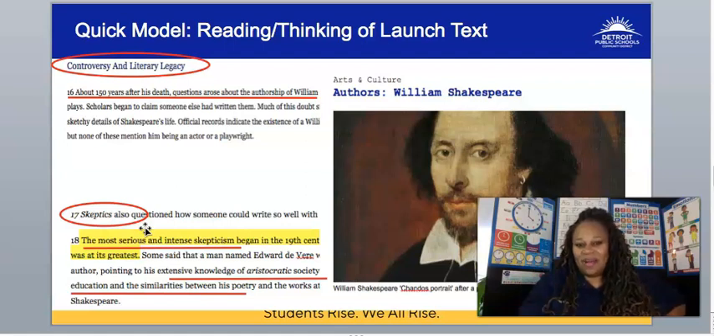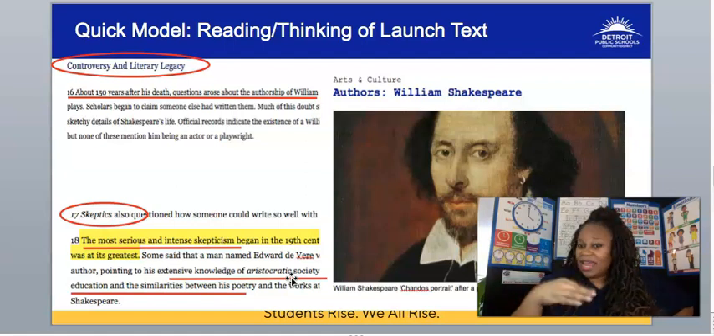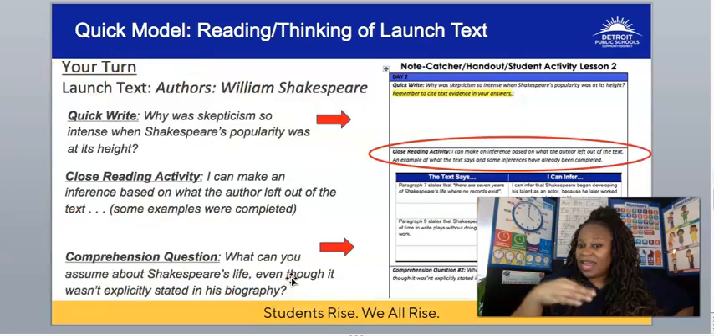And then there are a couple other words that I've underlined. They stand out to me. Maybe they will to you too. Aristocratic society. Education. Similarities between his poetry and the poetry of someone else. Lots of skepticism there, scholars.